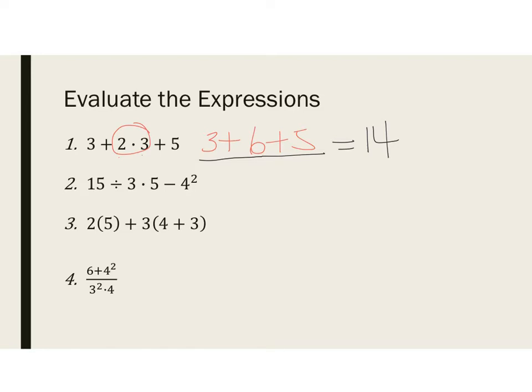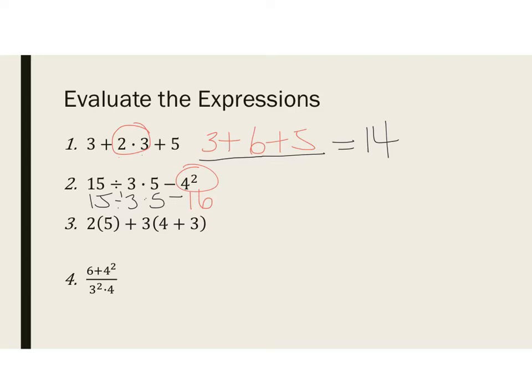Alright, in the second problem, we have an exponent. So it's going to come before our subtraction or our multiplication or division. So 15 divided by 3 times 5 minus 4 squared. 4 squared means 4 times 4. Exponent tells you how many times to write the base down, and then you do multiplication. So it's going to be minus 16.